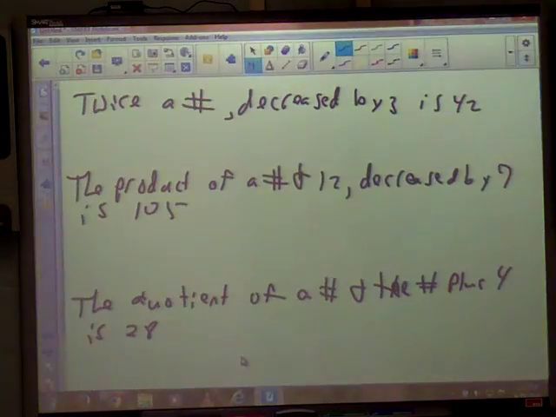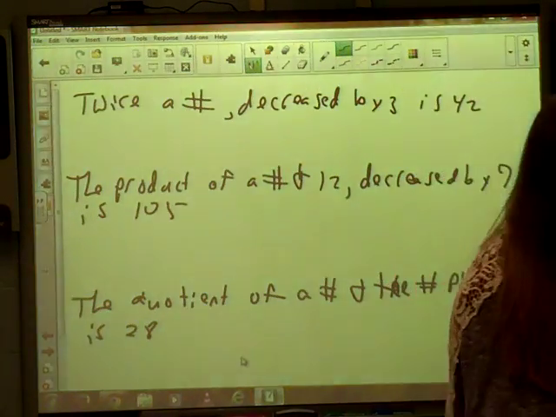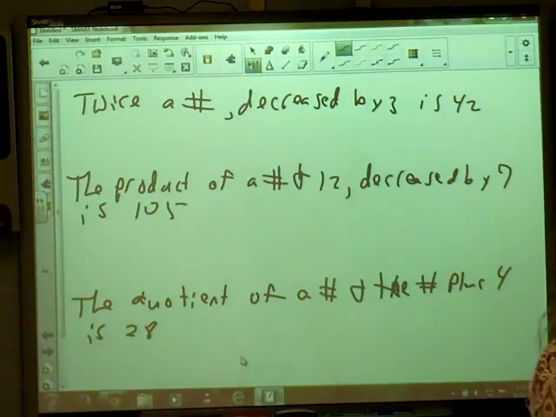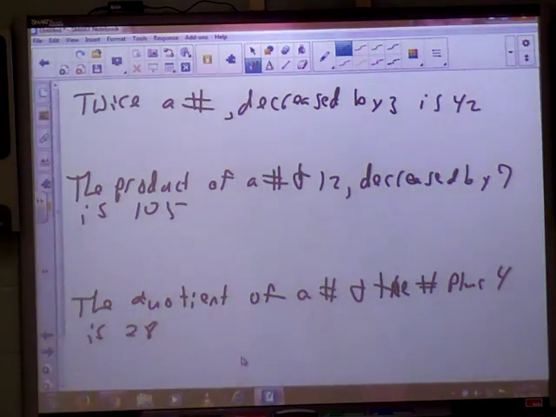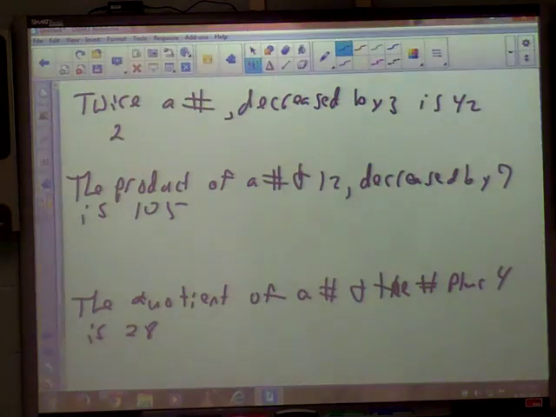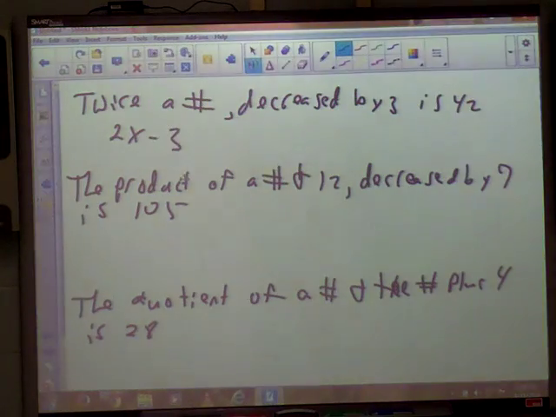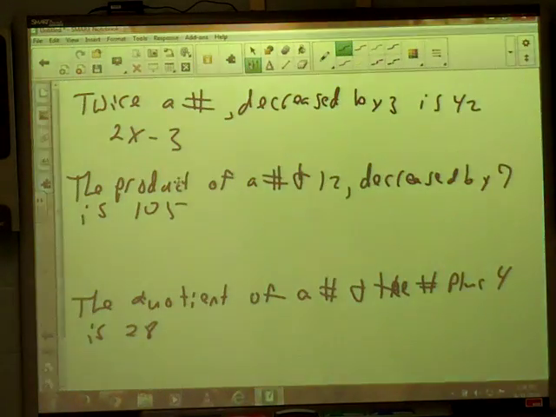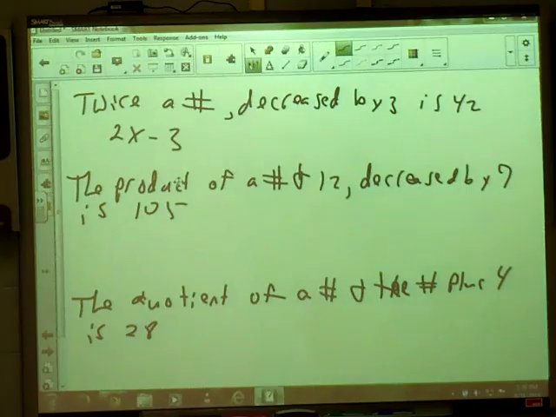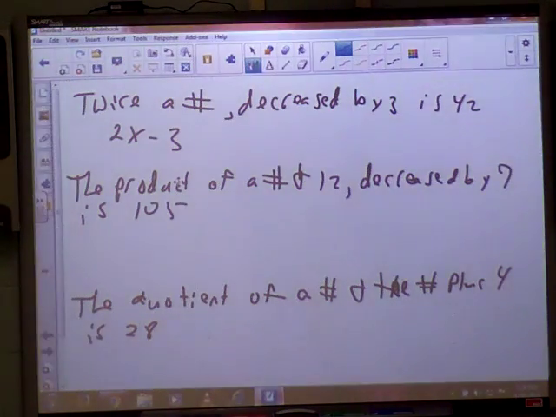So when it says twice a number, I know I'm going to use an X. Now, what does twice mean? Multiply by 2, right? So I've got 2 times X. Okay, there's the first part up into the comma, twice the number. Now it says decrease. What does that mean? Subtract. So decrease by 3. If I pause right there, what have I written? Is that an expression or an equation so far? Expression. So far it's just an expression, okay? Because there's no equal sign in it.